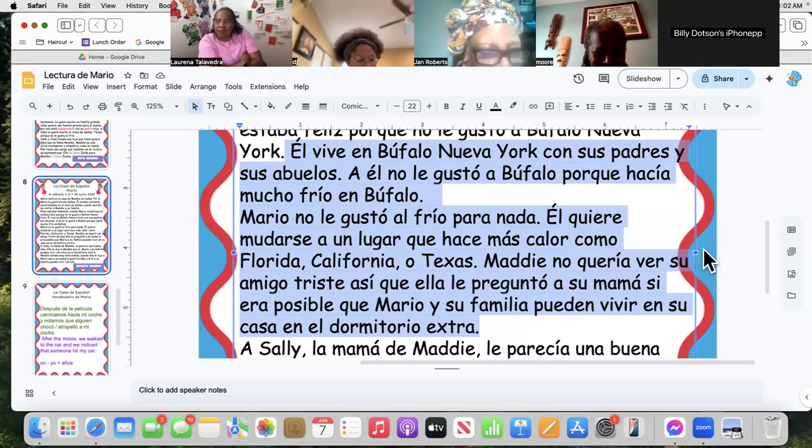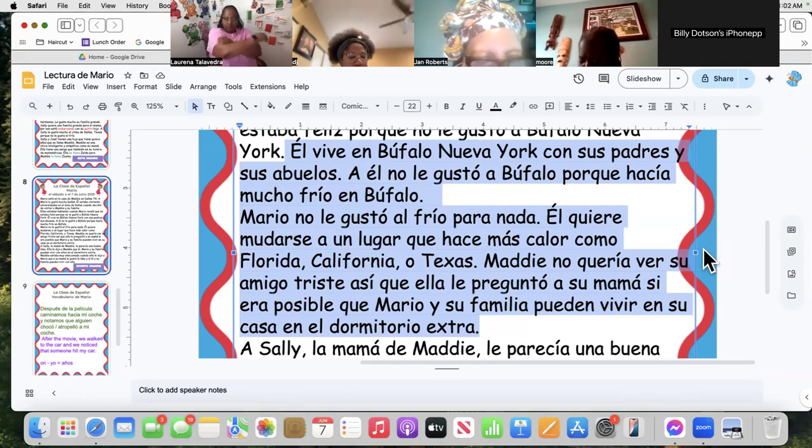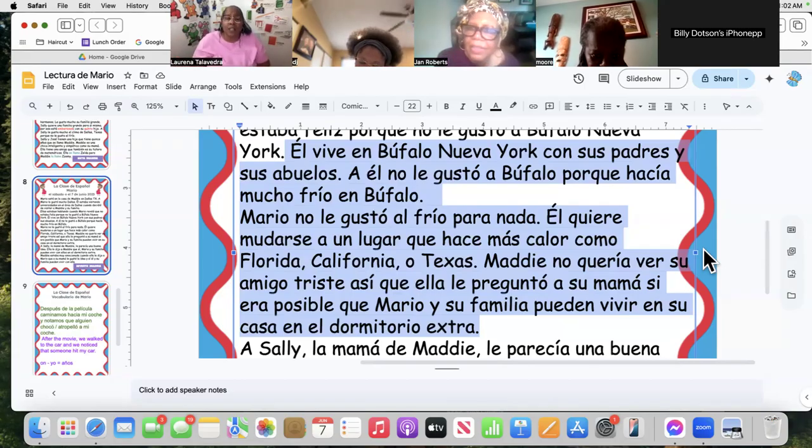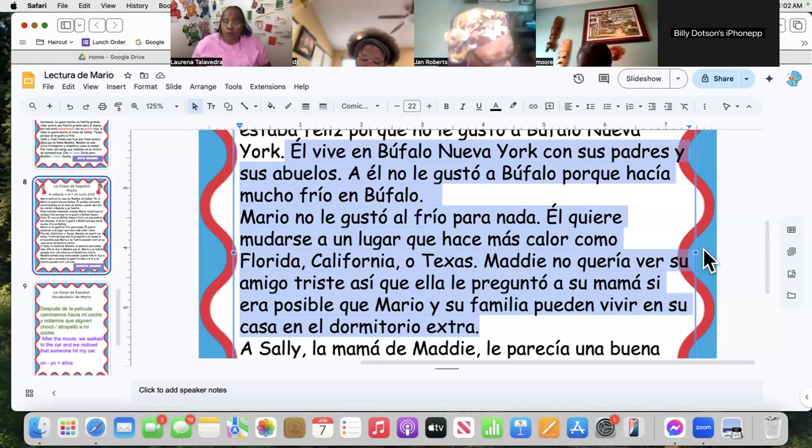Okay. He wants... okay, here's the word I don't know, but let me see if I can figure it out. He wants to live in another place that is much warmer, much hotter, like Florida, California, or Texas. So I still don't have that mudarse. Very good. Mudarse significa to move, sweetheart. Oh, to move.